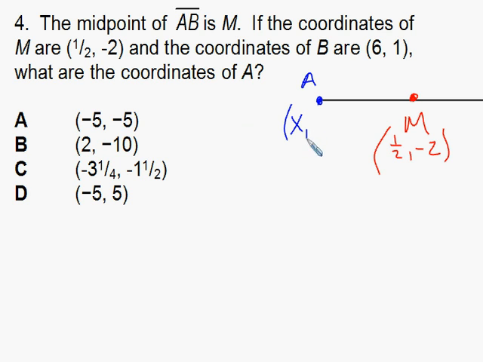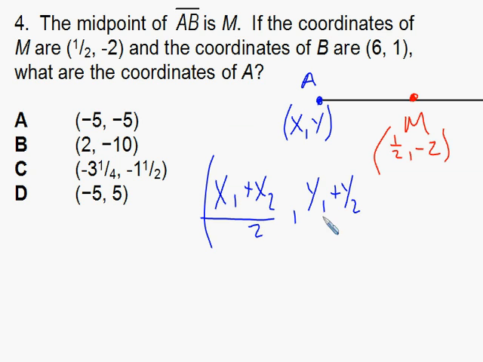So this is my unknown, and I just call it x, y. Now the formula works exactly the same way. x1 plus x2 over 2, y1 plus y2 over 2. Now remember, these are the endpoints. You average them, and you'll find what's in the middle.